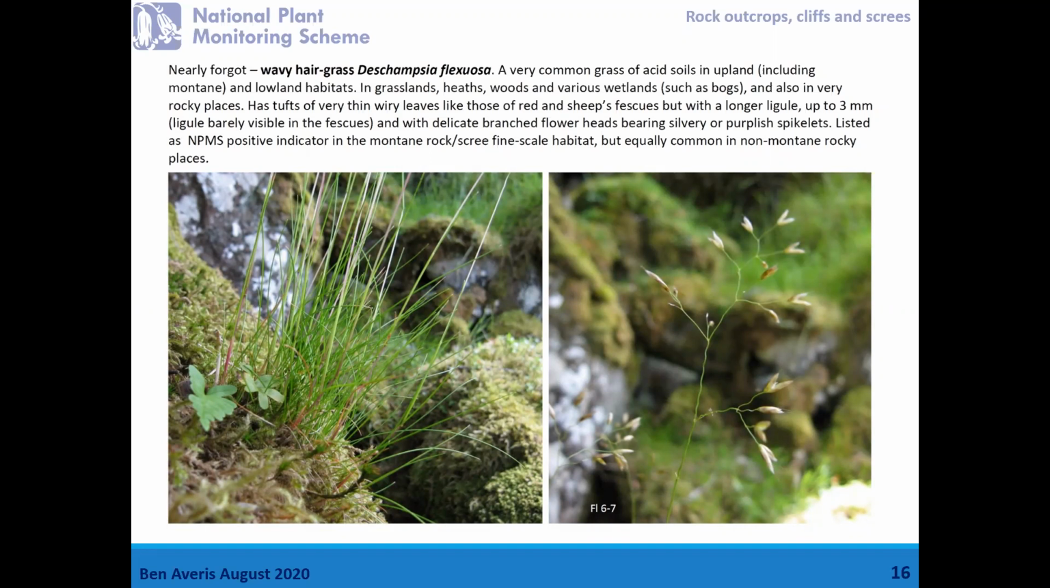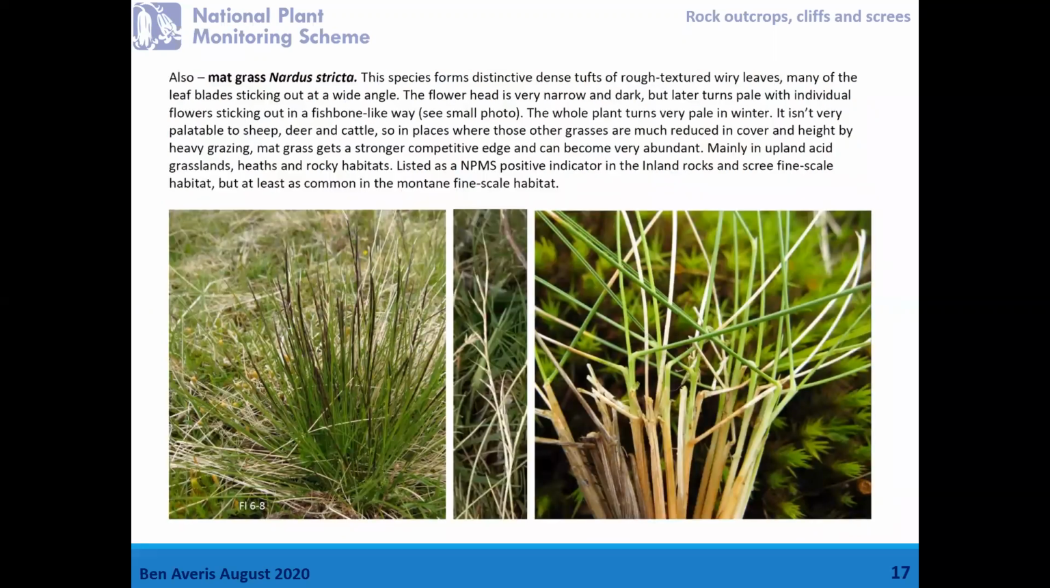Okay, the next picture has one more grass, which is again mainly on acid soils, in acid grasslands and heaths, out in the open mainly, and again, not surprising, it can grow among some rocks. Nardus, mat grass, unmistakable. It's a very densely tufted plant, dense tufts of very thin, wiry leaves, but they have a rougher texture than the leaves of the sheep's fescue, the red fescue, and the wavy hairgrass.